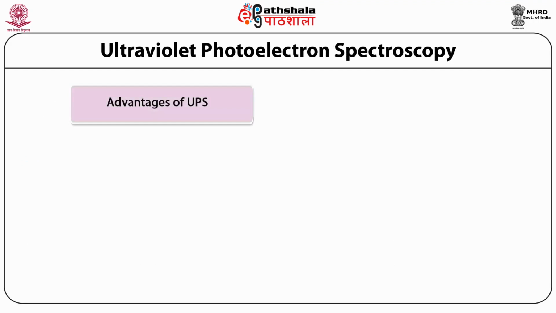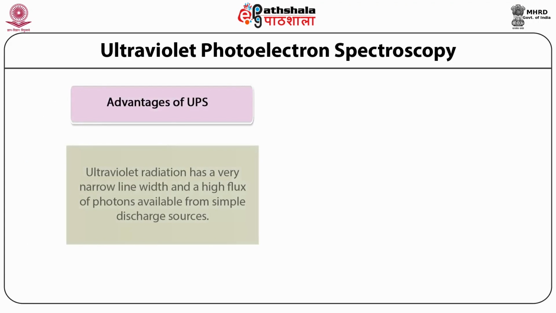The advantages of UPS, ultraviolet photoelectron spectroscopy. The ultraviolet radiation has a very narrow line width and a high flux of photons available from simple discharge sources. High resolution UPS scans allow for the observation of the fine structures that are due to vibrational levels of the molecular ions, which then allows molecular orbital assignment of specific peaks.